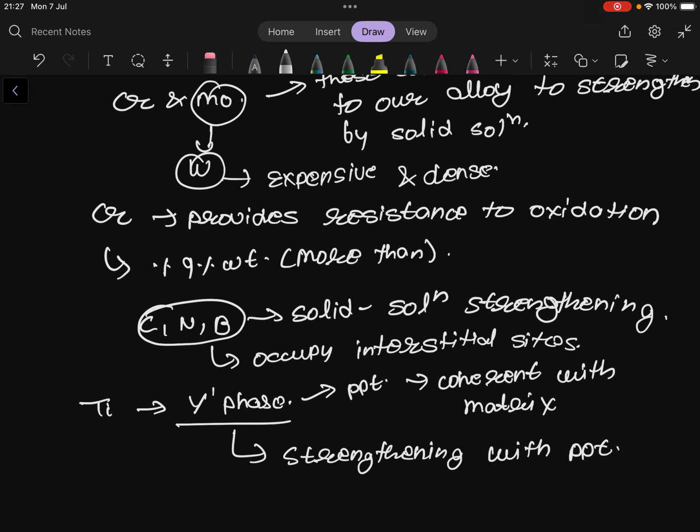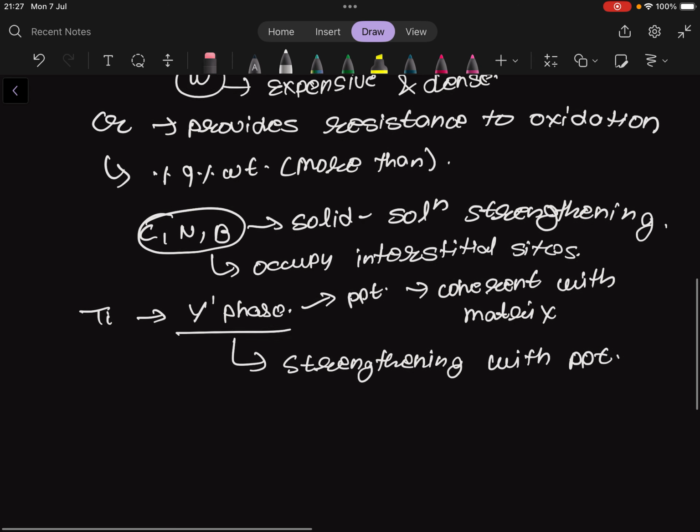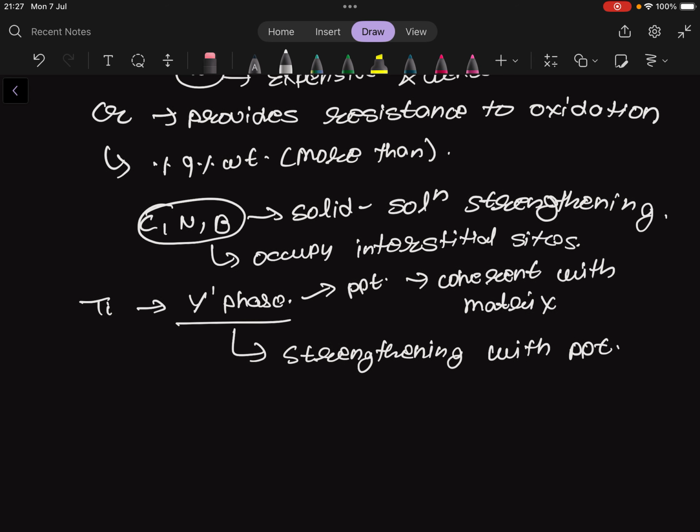The same can be done in nickel-based superalloys by adding aluminum, which provides good mechanical strengthening. But in iron-based superalloy, aluminum addition is not beneficial, because the alumina precipitate will be detrimental for the life of the component, as its metastable form will change into a stable form.